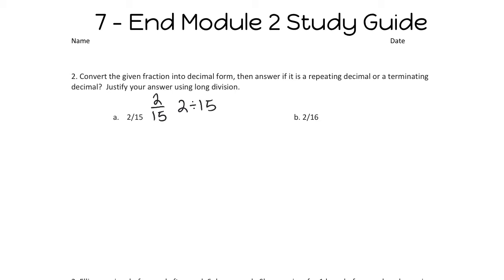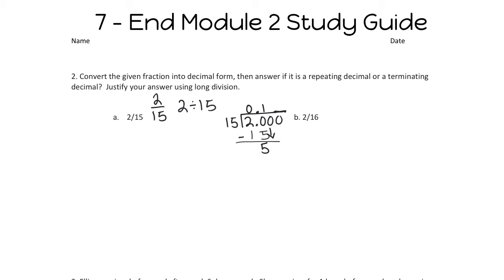So let's go ahead and set that up for a long division. So I have 2 in my box and 15 outside of my box. Then I need to remember to add some zeros and put a decimal over where my current decimal is. Now, how many times does 15 go into 2? Well, that is 0 times. How many times can 15 go into 20? And that is 1 time. 15 times 1 is 15. 20 minus 15 is going to give me 5.